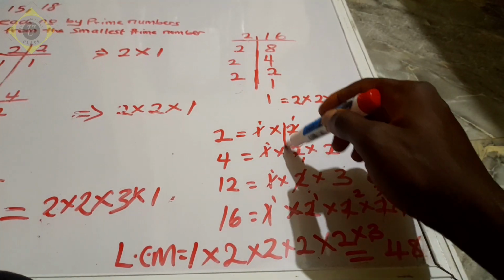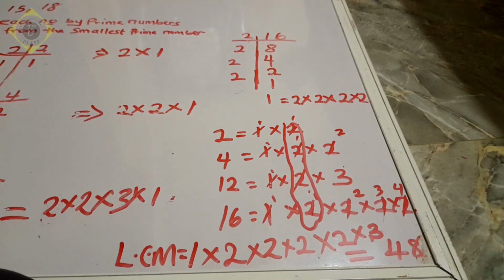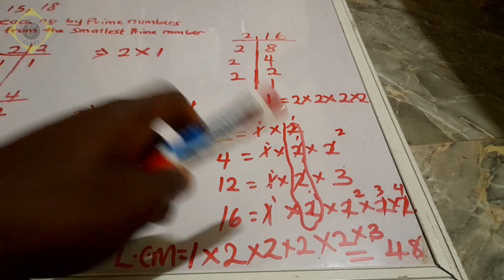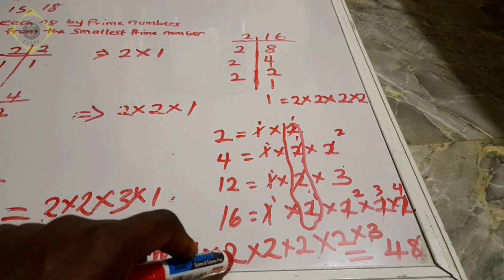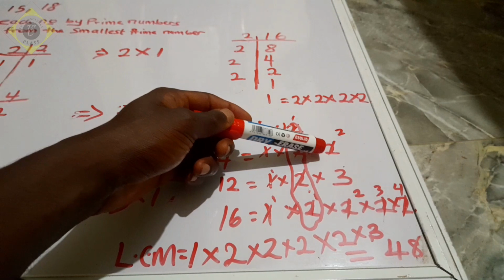I can do it like this. 2 is common to all of them like this. Can you see? Then you put that 2 that is common to all of them. You put it here. Now, you are done with 2. You come here. You see another 2 here.